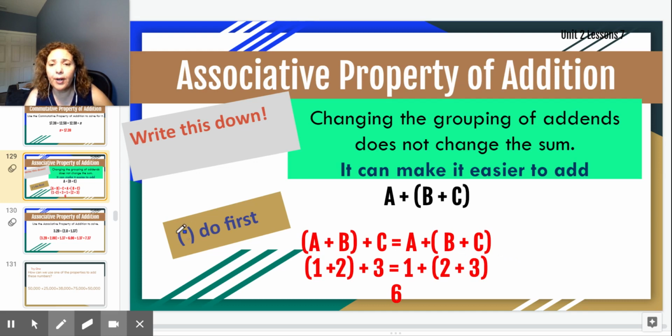And remember that whatever's in parentheses, you do that first. In this example, this is in parentheses, so I would add the 1 and the 2 first, and then add the 3. In this instance, I would add the 2 and the 3 first, and then add the 1. So parentheses go first. All right.